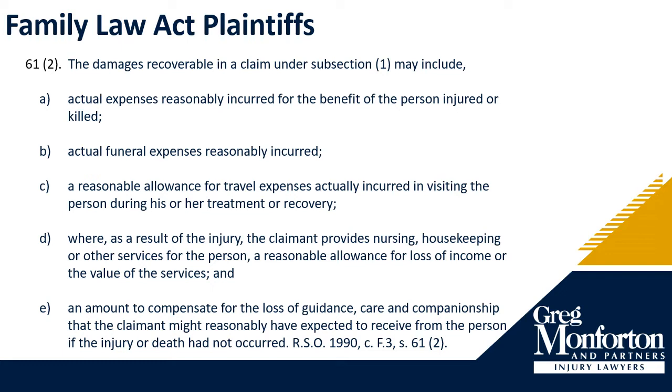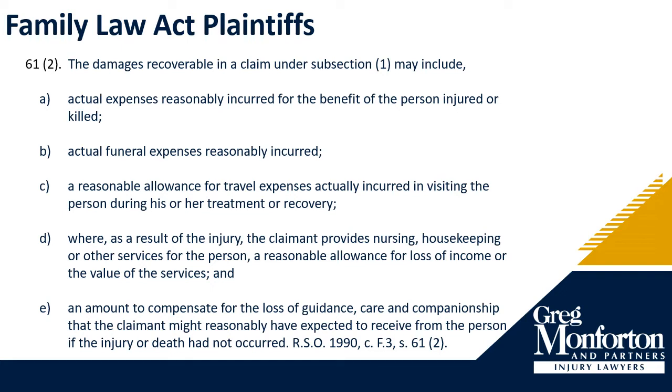$100,000 in life insurance. That is, in essence, a collateral benefit. Then the family receives $50,000 in Section 61 Family Law Act damages. They are still entitled to receive both. There is no collateral deduction related to the life insurance. It is not deducted from the Family Law Act damages. Section 61 of the Family Law Act specifically stipulates that Family Law Act claims will not be reduced by any benefits paid as a result of a contract of insurance.